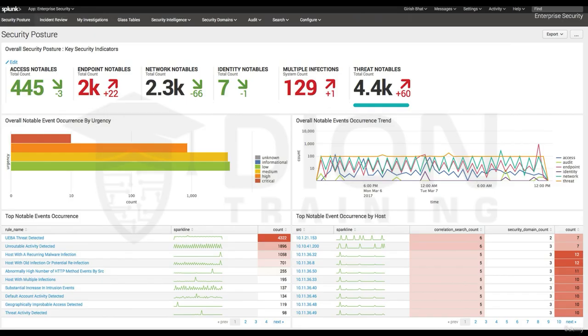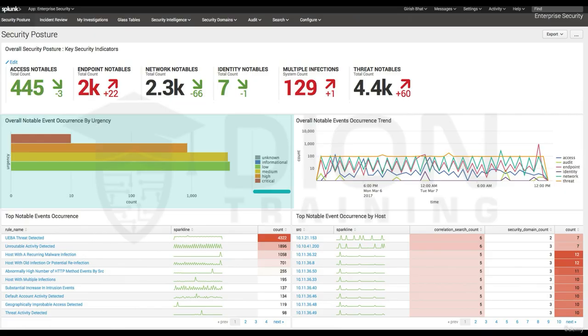Additionally, you can look down at different graphs and see things like the status of your vulnerability scanning. And then if we move down the page, we can see 2 different graphs. On the left side, we have our notable events occurrence by urgency. You'll notice that these are basically the same urgencies that we talk about in vulnerability scanning: unknown, informational, low, medium, high, and critical. Our goal is to get the criticals down as low as possible, and we can allow things like informational or lows to be a little bit higher.